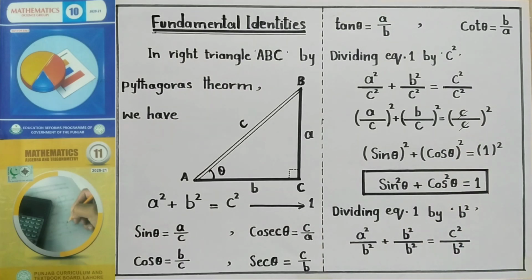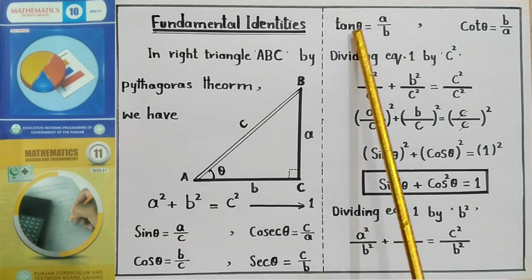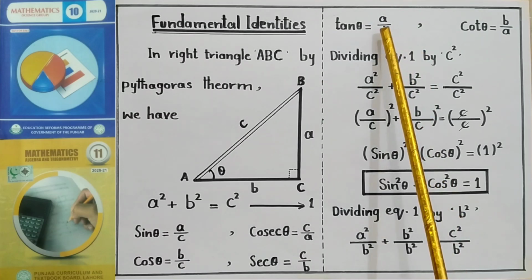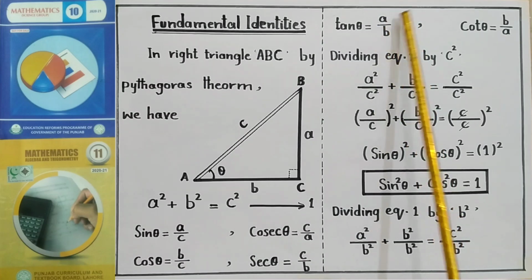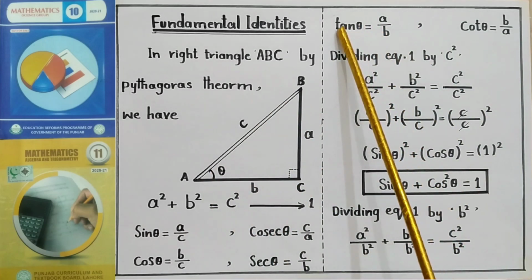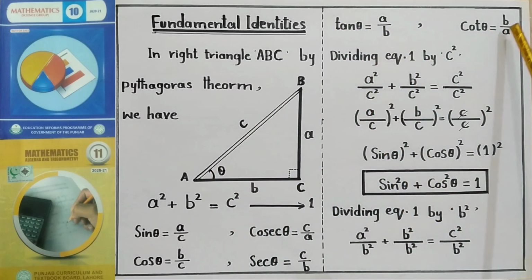The third ratio is tan theta. It is the ratio between the perpendicular and the base. A is the perpendicular and B is the base of the right angle triangle. The reciprocal of tan theta is cot theta, and it is equal to base over perpendicular. In this triangle, B is the base and A is the perpendicular.